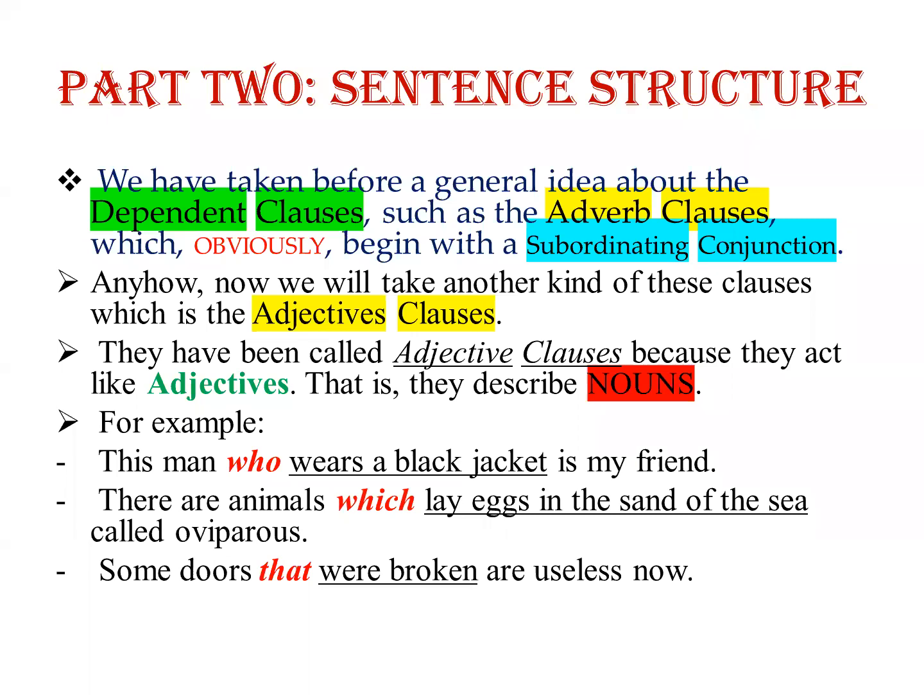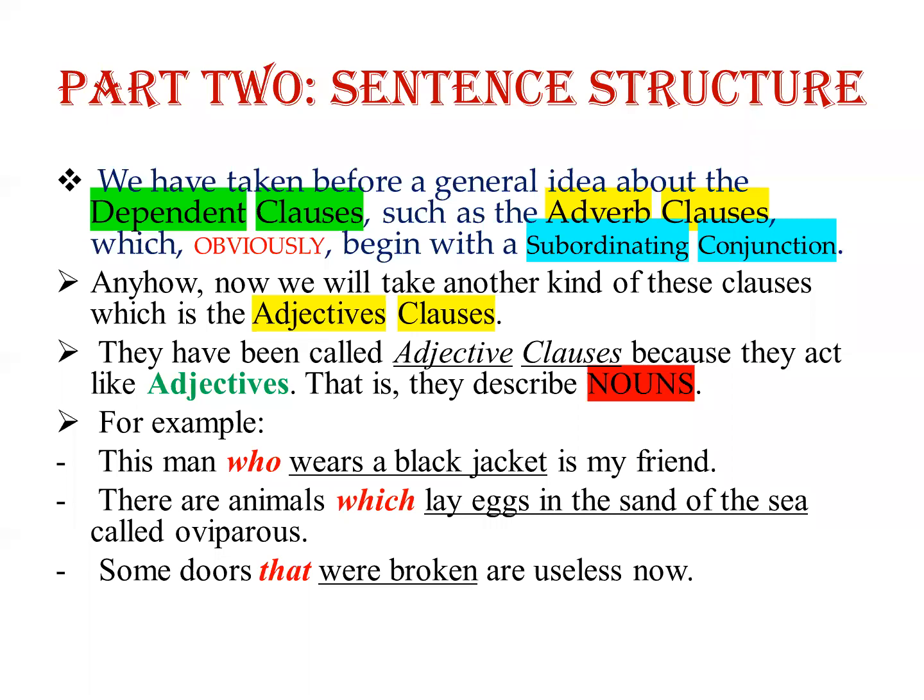But in the third example, some doors that were broken are useless now. So if you delete the adjective clause and you say some doors are useless now, I have millions of doors. Which doors are you talking about? Then I identify and then I describe these doors and say that were broken. There are specific doors that are broken. They are now not useful. They are useless. So obviously the adjective clauses describe nouns. They give more information or they give necessary information.